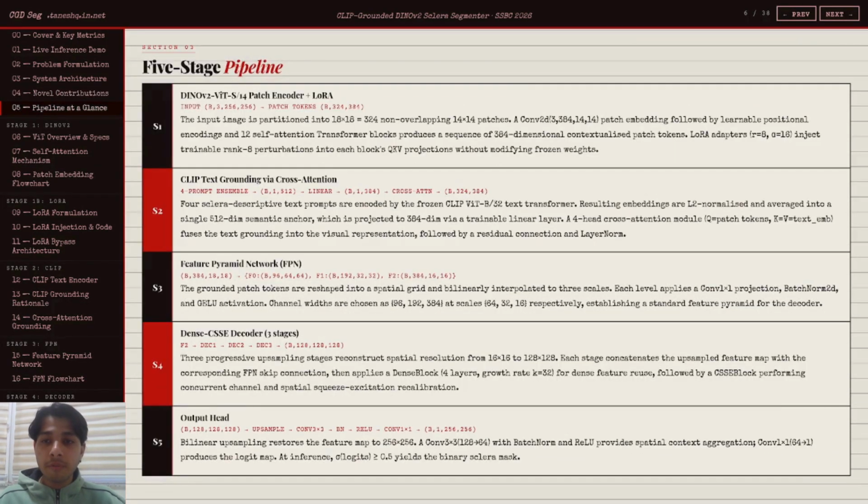This is the bird's eye view of our system before we go into detail. An image comes in on the left and a precise sclera mask comes out on the right. In between, there are 5 stages. The image gets broken into patches. Those patches get enriched with language understanding. They get reorganized at multiple spatial scales, then progressively decoded back to full resolution, and finally a binary decision is made at every pixel. The red stages S2 and S4 are where our novel contributions live. Everything else is principled assembly of known components.